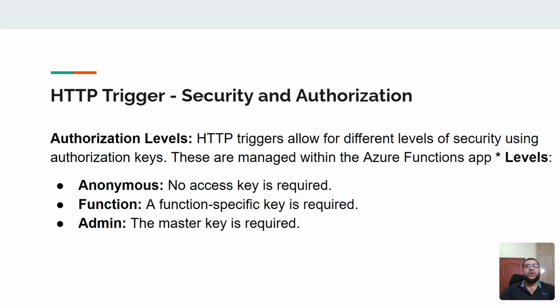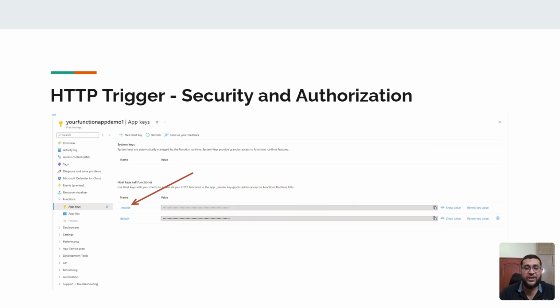And when you design an HTTP trigger, there are some authorization levels. HTTP triggers allow for different levels of security using authorization keys. We have anonymous, which needs no access key, and function, where a function-specific key is required, and the other one is admin, which needs the master key. For example, if you go to the Azure portal and open the function app keys, you will see the master and the default key. You will need this key to work with HTTP triggers.